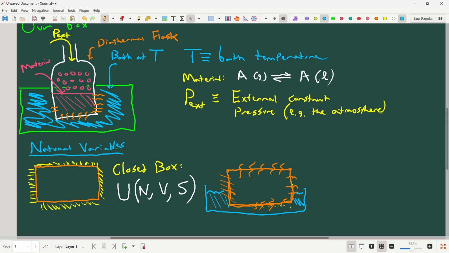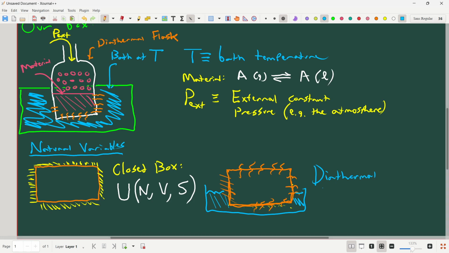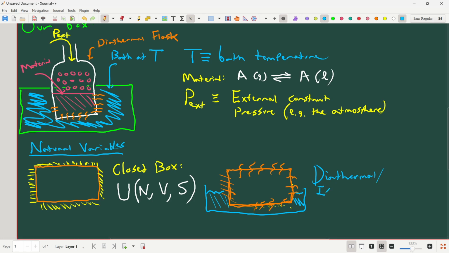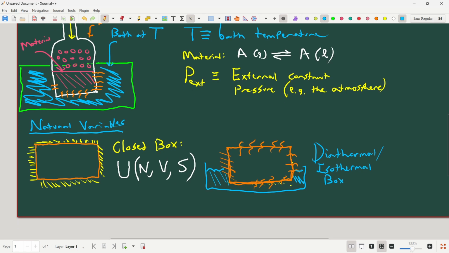Right, this is what's called a diathermal box, or an isothermal box. We don't have to use entropy anymore. It's not our natural variable, but rather the temperature of the box, or rather the temperature of the bath. Right? So our natural function to track this box is N, V, and T.